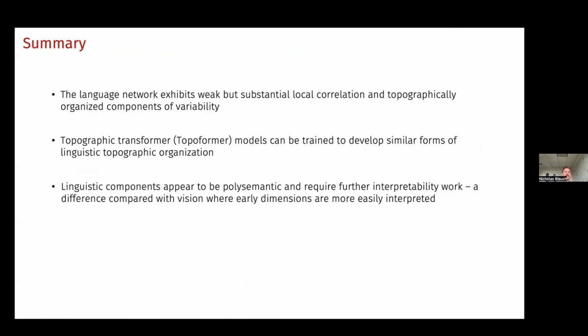And these components, I didn't really show you a lot of this, but they appear to be polysemantic, and they really require further interpretability work. I think this might be a difference compared with vision, where the early dimensions are a little bit more easily interpreted. So there's definitely a lot of good work to be done there.